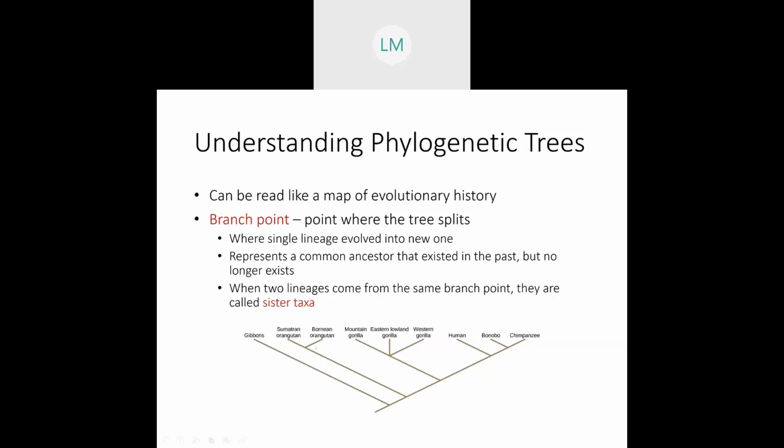So if we go back to our orangutan example over here, at this branch point, we've got a single lineage evolving, but then that branches off into two sister taxa. So these two orangutan species are sister taxa. These gorilla species, mountain gorilla, lowland gorilla, western gorilla, are all sister taxa that broke off at this same branch point, this same lineage.